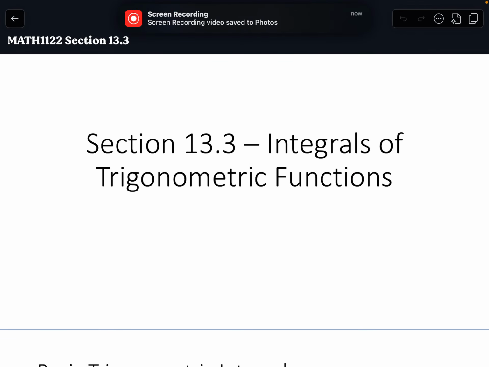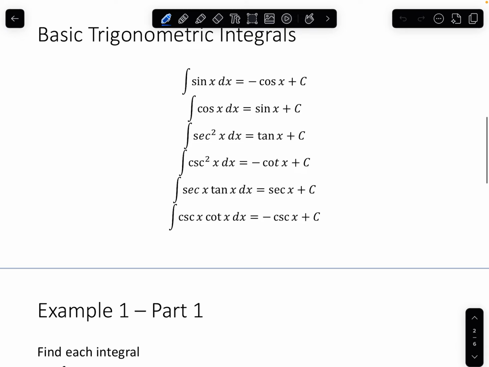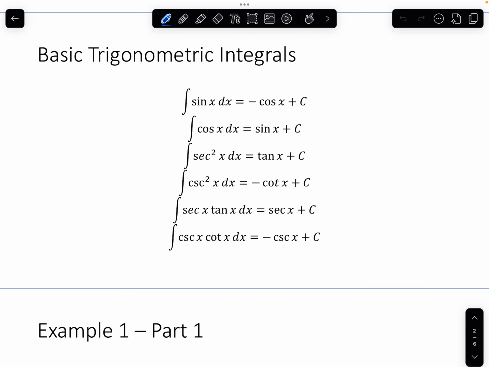Hello class and welcome to our next lesson on section 13.3, integrals of trigonometric functions. So I have here a few of the basic trigonometric integrals.